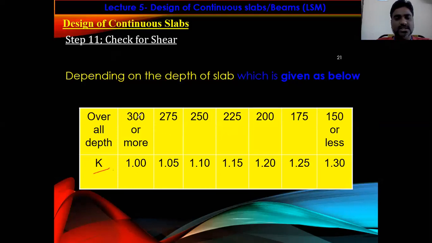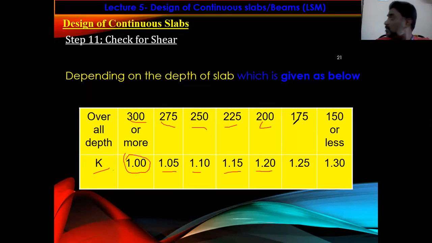K is the factor for solid slabs and depends upon the thickness. If the thickness is 300 or more, K is equal to 1. If it is 275, 1.05. If it is 250, 1.1. If it is 225, 1.15. 200, 1.2. If it is 175, 1.25. If it is less than 150, then K is equal to 1.3.